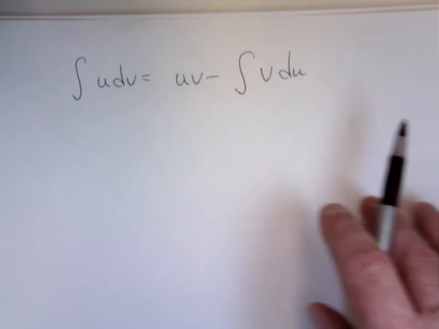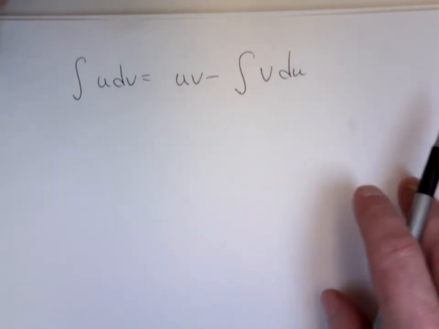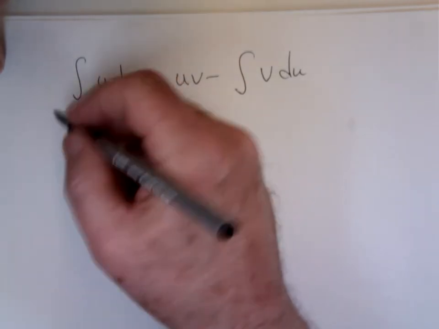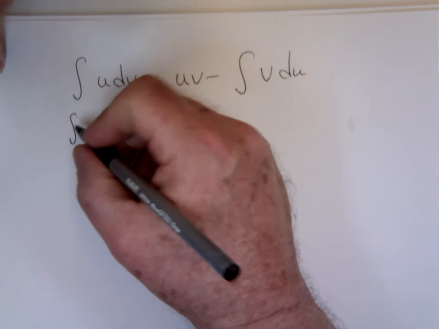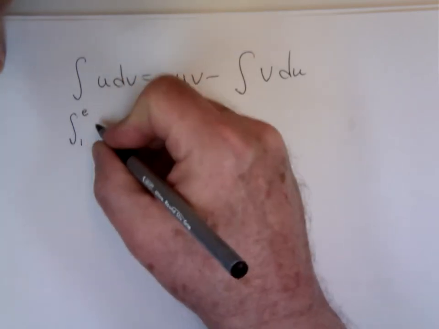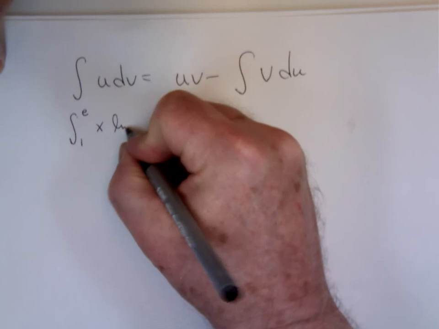Let's take a look at these integration by parts and trig integrals. Okay, these are fairly typical integrals, the kind you're going to see in the test. First one is the integral from 1 to e of x natural log x.